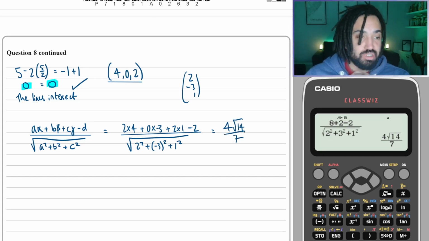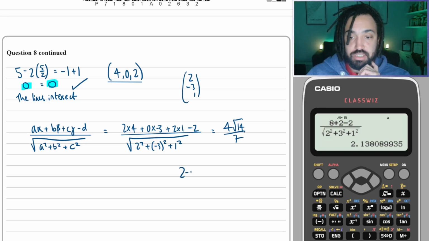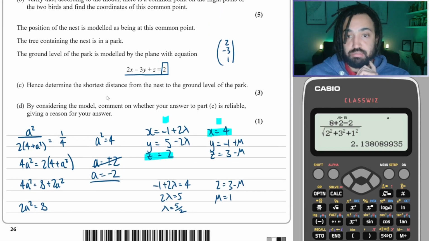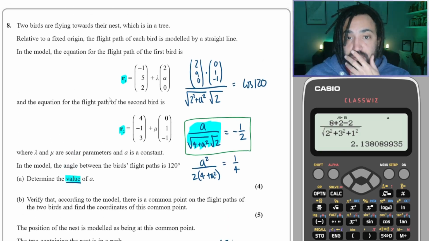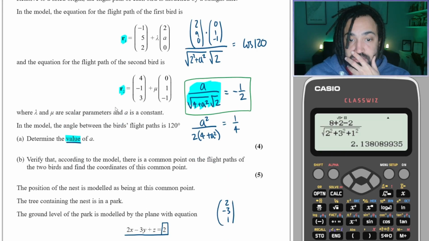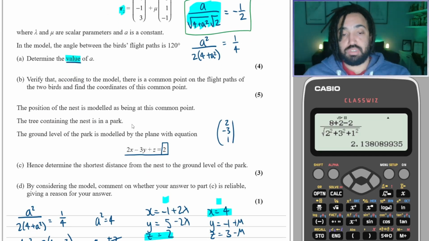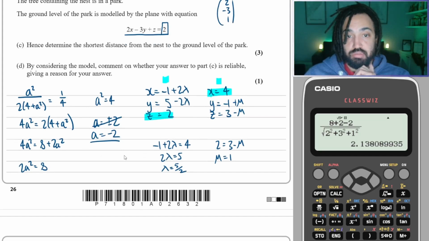This is a vectors question where we're modelling, so it's not a good idea to give it in exact form. We want it in terms of whatever the unit is, which is 2.38. Let's just see. They don't specify. Okay, they don't specify the units. Fair enough. Strange. Okay, by considering the model, comment on whether or not your answer to part C is reliable, giving a reason for your answer.